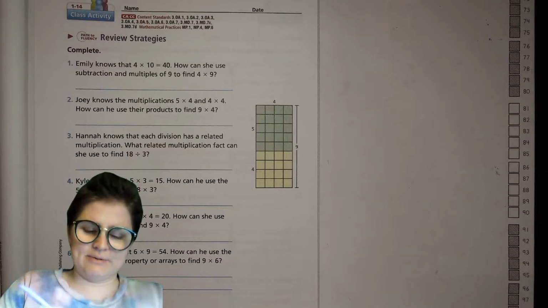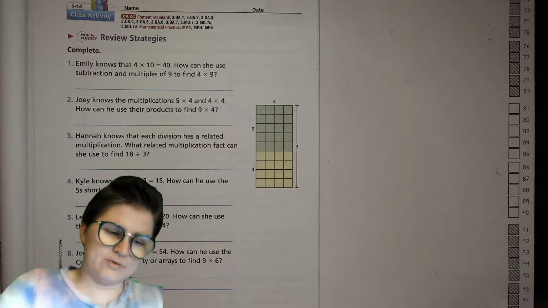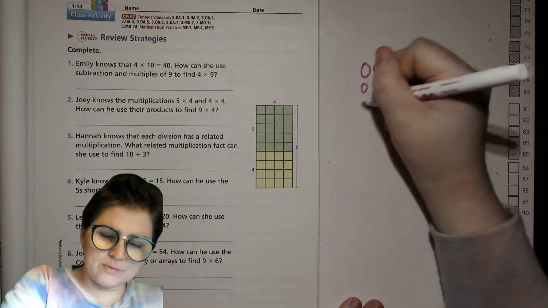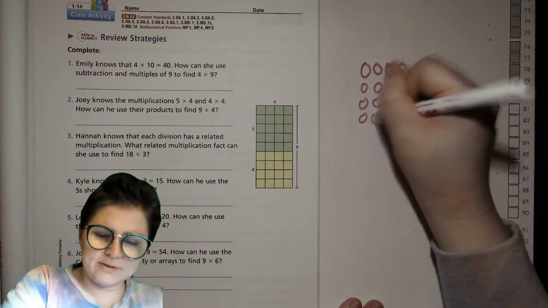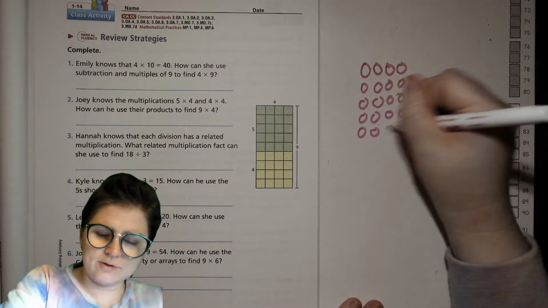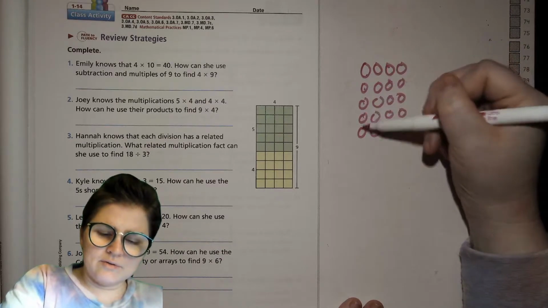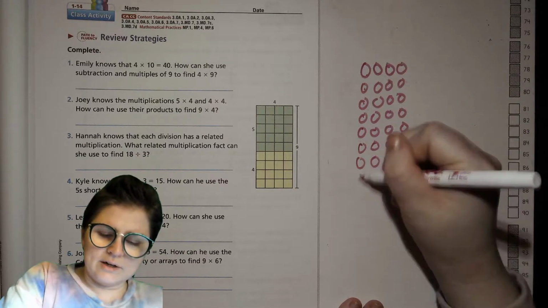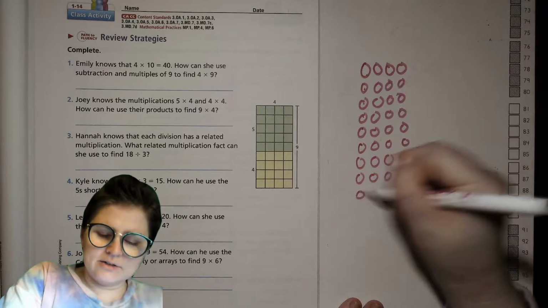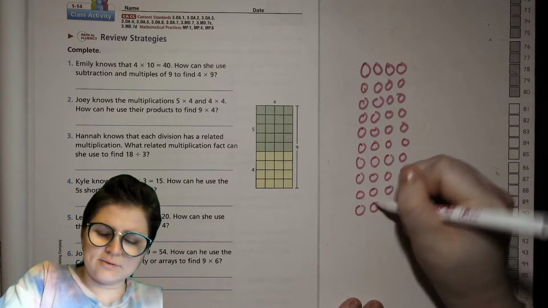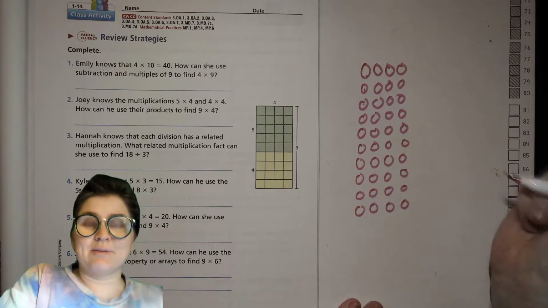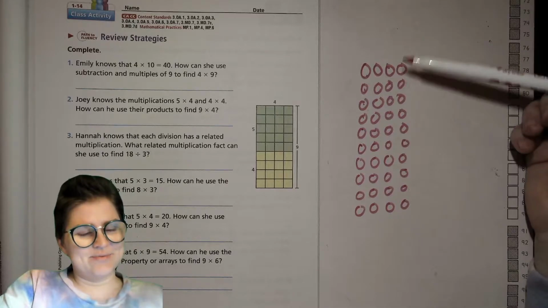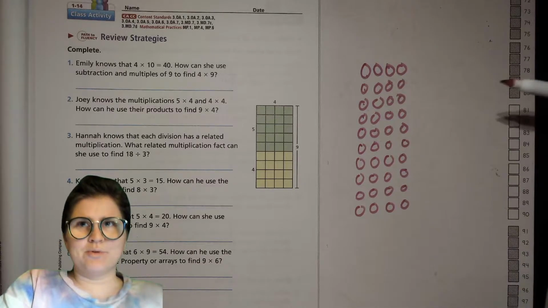I was talking to a kid about this earlier today, actually. 10 groups of 4. That's something that I learned in band to count like that. Okay, anyways.